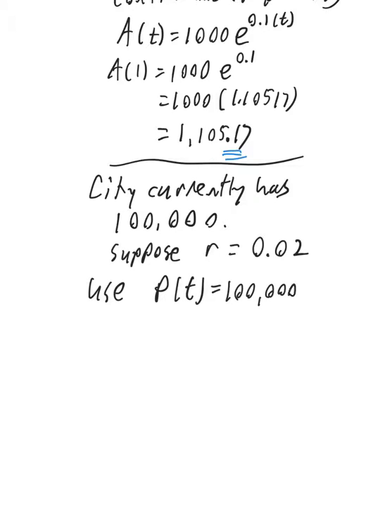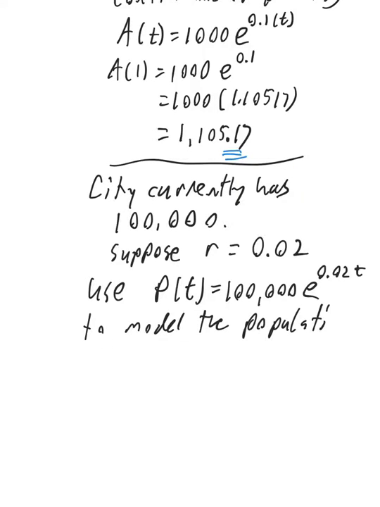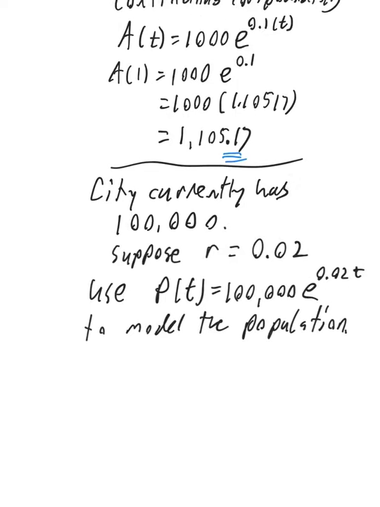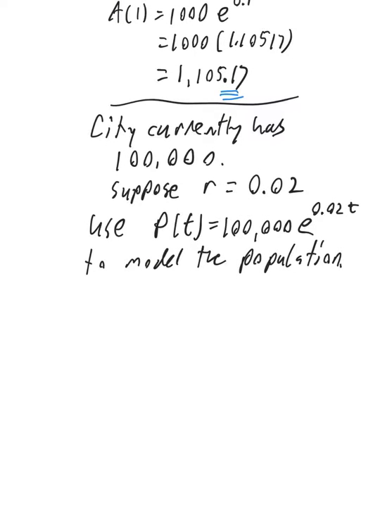100,000 e to the 0.02 t to model the population. The 100,000 again is representing the starting current population at time 0, and the 0.02 in the exponent is representing a percent growth rate. We could use this to find the population at any particular point in time.